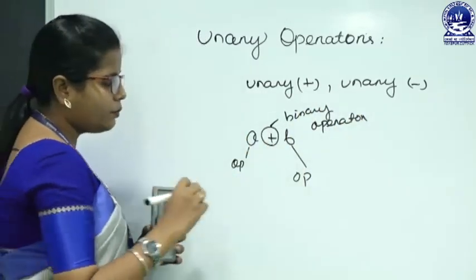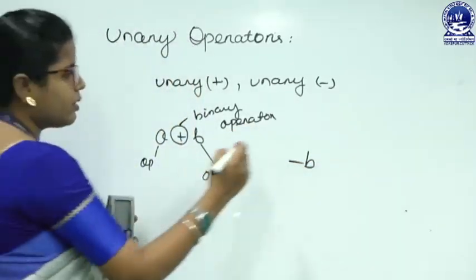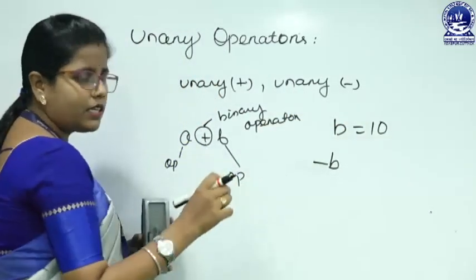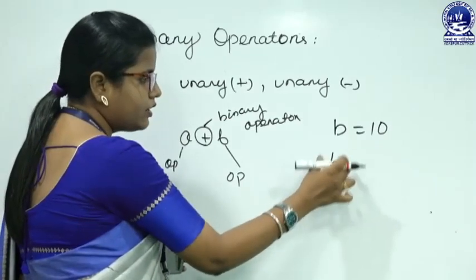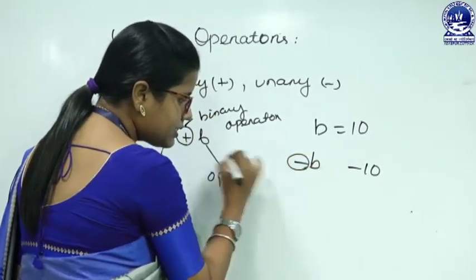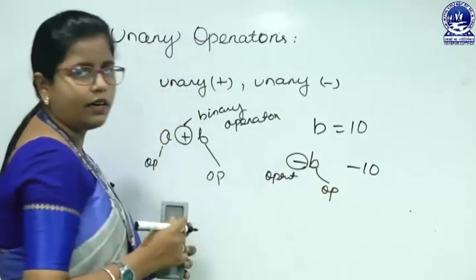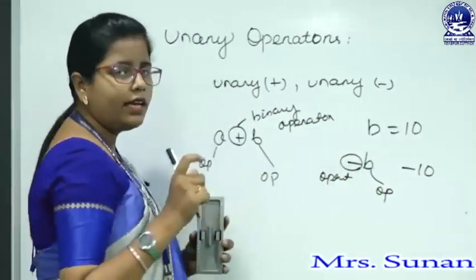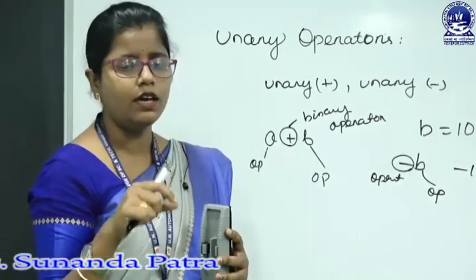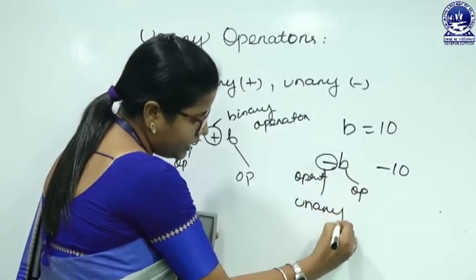Suppose I am writing minus B, and suppose B equals 10. By executing this statement, the value will be minus 10. Here minus is the operator and B is the only operand, that is, a single operand. While operating on a single operand, that operator is called a unary operator. So here this minus is a unary operator.